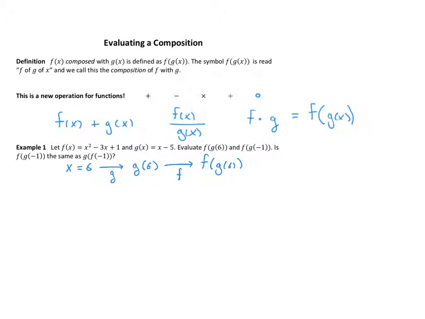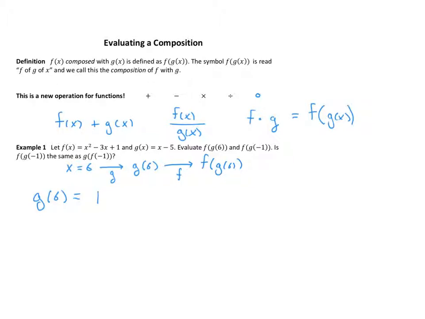So, more specifically, we need to know what g of 6 is equal to. And to figure this out, you go to your function g, and you put a 6 in place of the x's. So 6 goes here and here. We have 6 minus 5, and that's 1. So what we just did is this very first step. We took x equals 6, we put it through the function g, and the number we got back was 1. So we now take this number 1 and we put it into the function f.